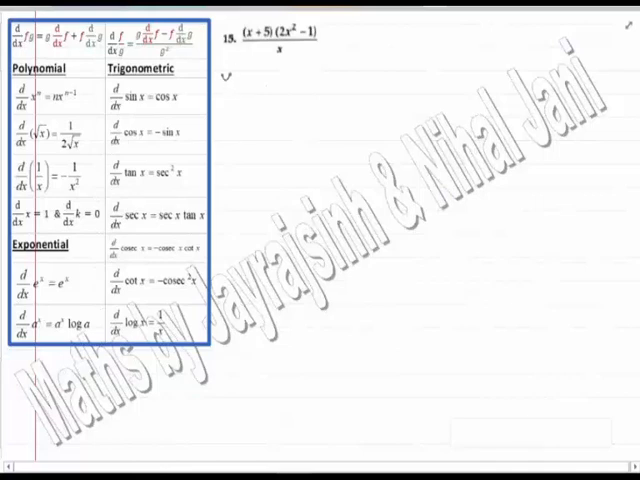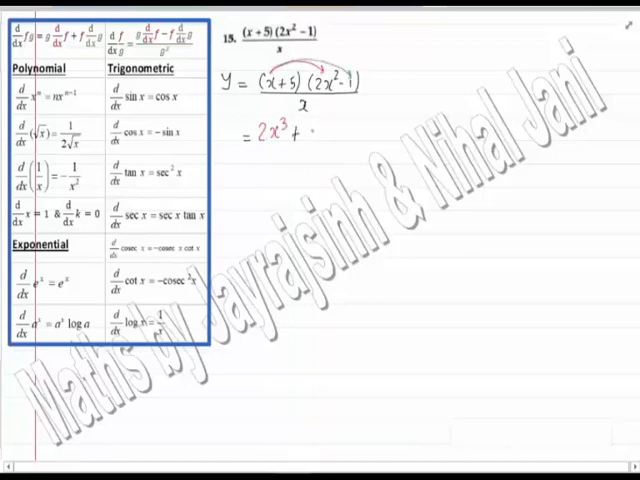Next question, question number 15. y is equal to (x plus 5) into (2x square minus 1) upon x. As we know, before applying differentiation, we have to simplify the terms, right? So let's open the bracket in the numerator. We will get x into 2x square, 2x cube, plus x into minus 1 will be minus x, plus 5 into 2x is going to be 10x square, and 5 into minus 1 is minus 5.